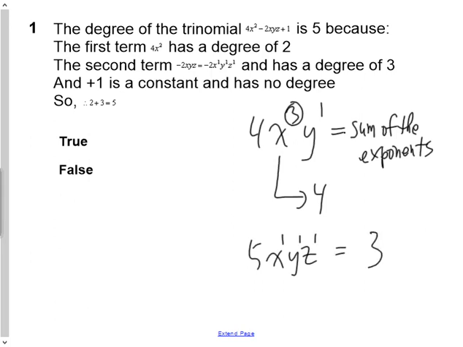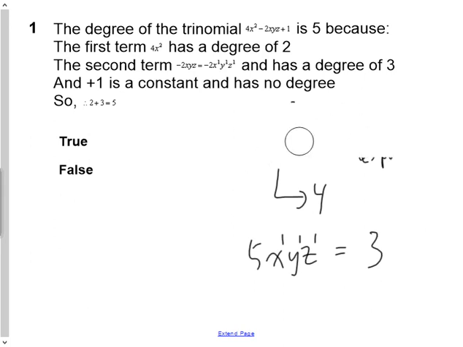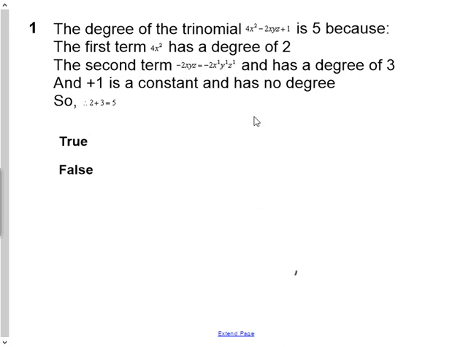And the reason why we learn degree is usually when we have a binomial or trinomial or polynomial, we usually order them in descending degree of terms. So the only purpose in grade 9 is to order your terms. When we talk about what is the degree of a trinomial, the trinomial itself also has a degree. And the degree of a trinomial is simply the degree of the term that is the highest degree. This term has a degree of 2. This term has a degree of 3. And since this one doesn't have a variable nor an exponent, it has a degree of 0.